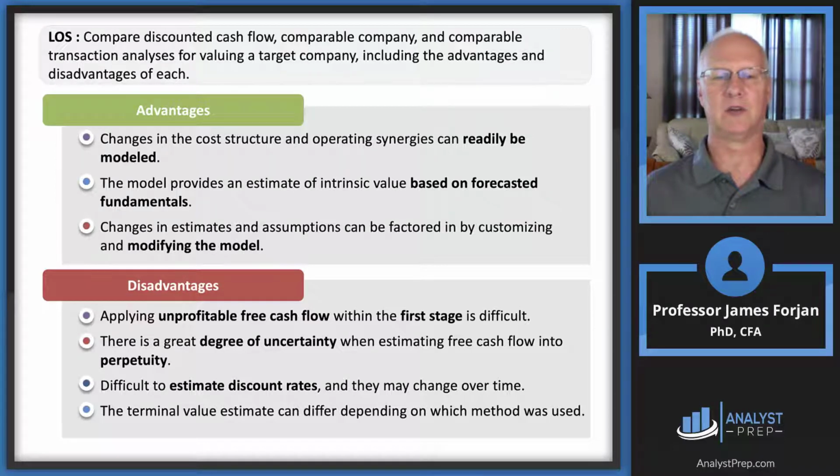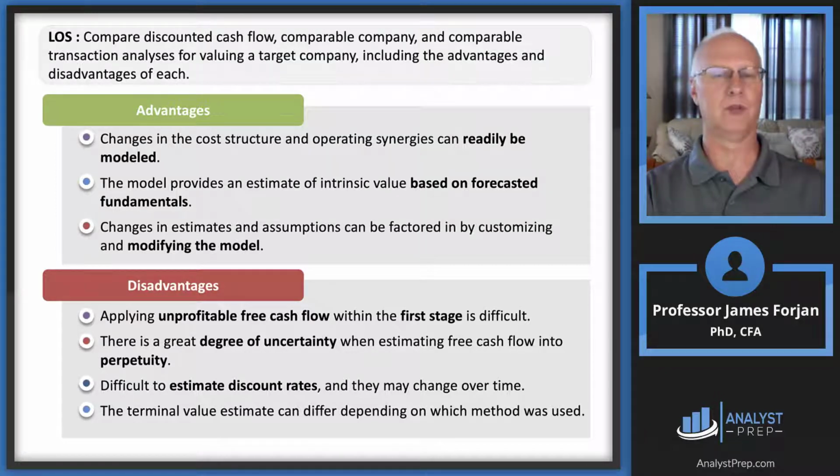Look at that second circle point. There is a degree of uncertainty. And notice we have a great degree of uncertainty when estimating free cash flow, not just for next year, but 2 years from now, let alone in perpetuity. Oh, look at that third one there. Difficult to estimate discount rates, and they may change over time.